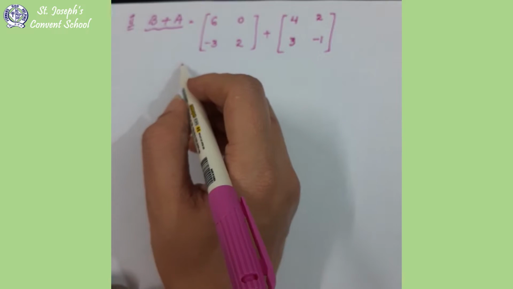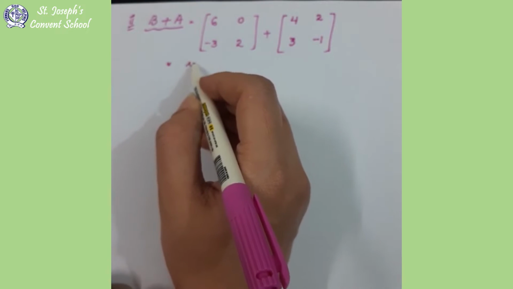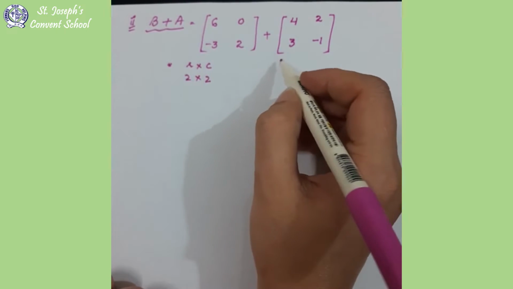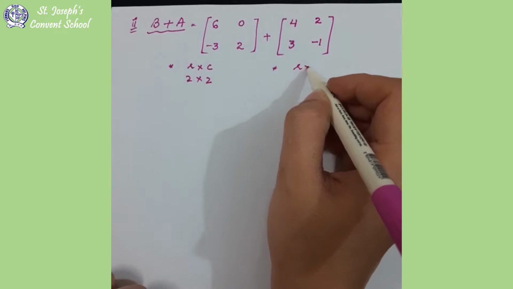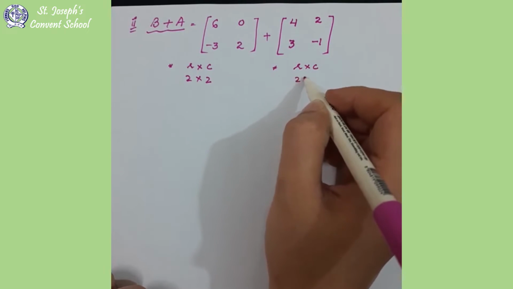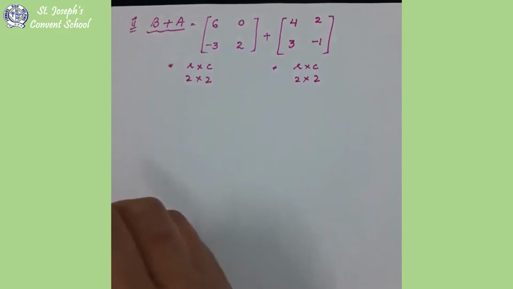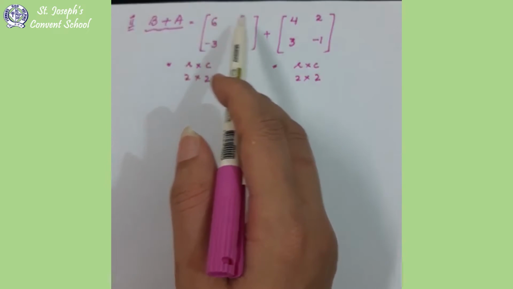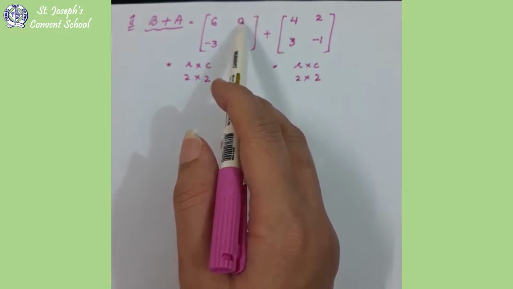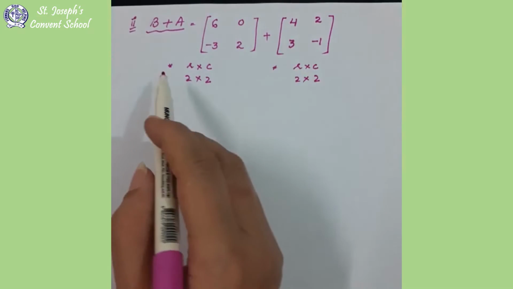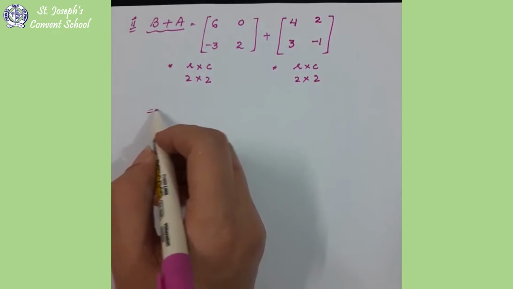You can roughly write it if you want. Row into column of the first matrix is 2 by 2, and here the order row into column is also 2 by 2. So both are equal, so you can add them. Same way you are going to add first element plus first element, second plus second, third plus third, fourth plus fourth. Let's add these.